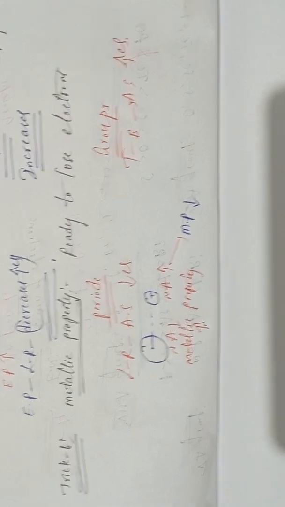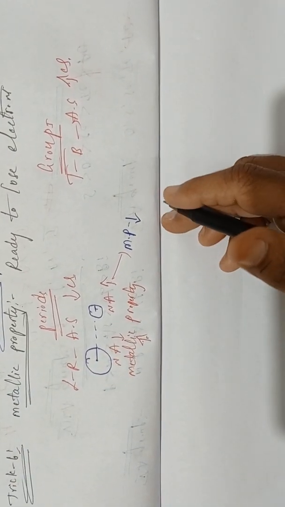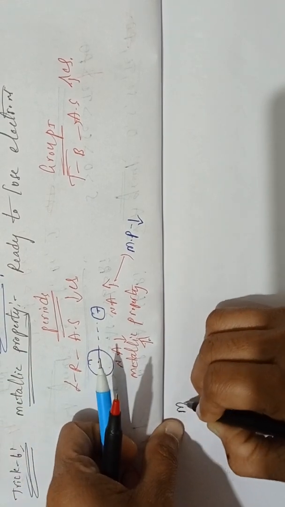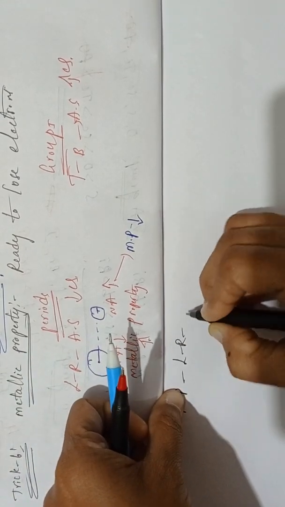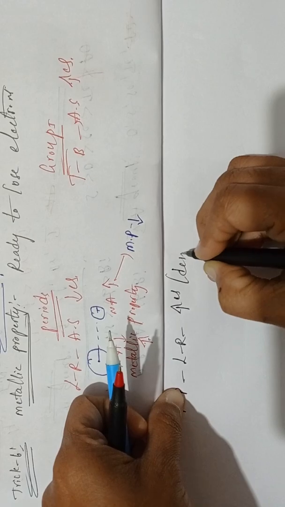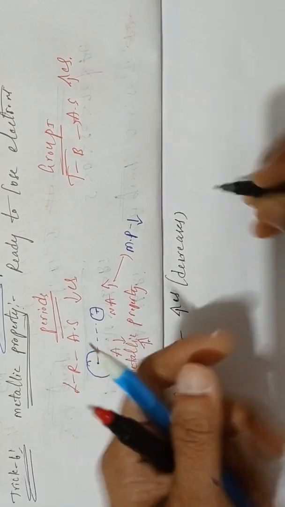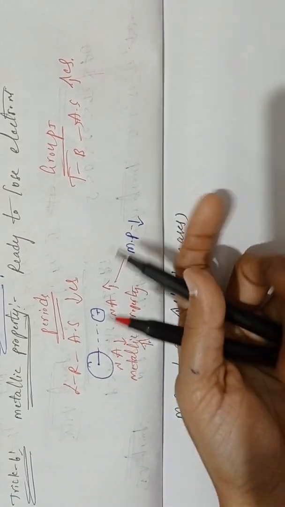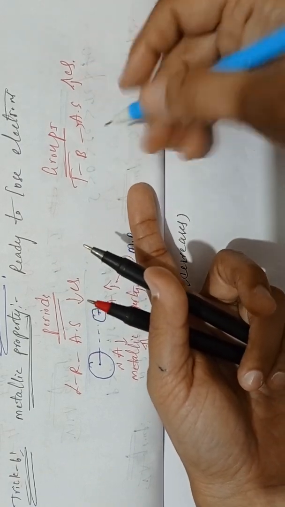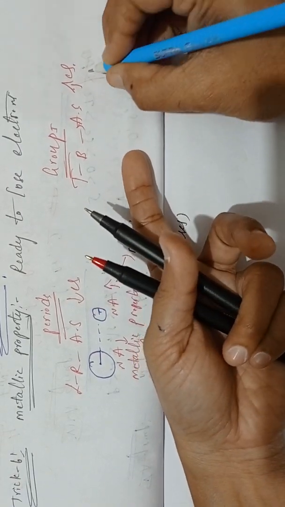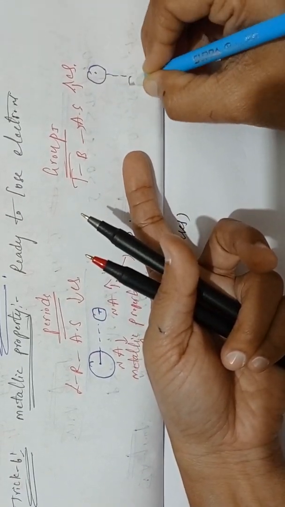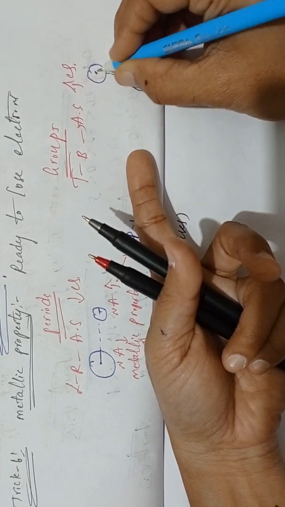That means what we can say finally? What we can say students? Left to right metallic property decreases. Clear? Now coming to the groups, top to bottom atomic size increases. Increases means small to big. Small to big. Clear?